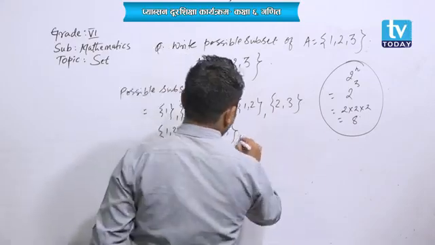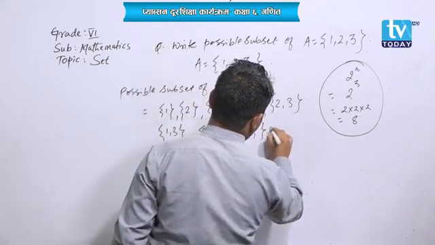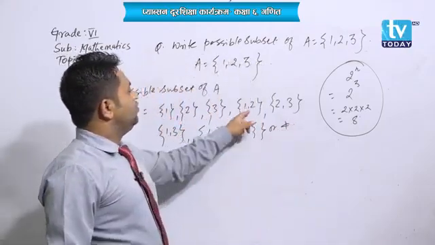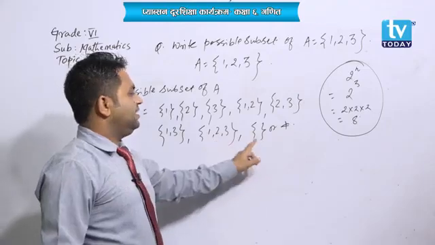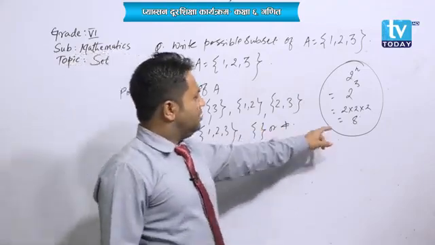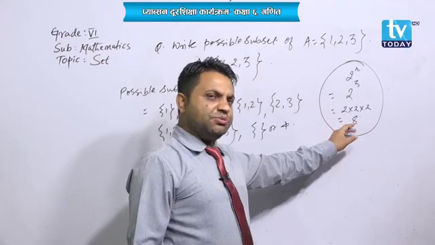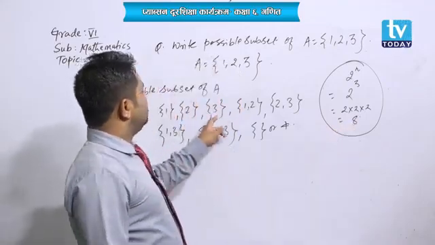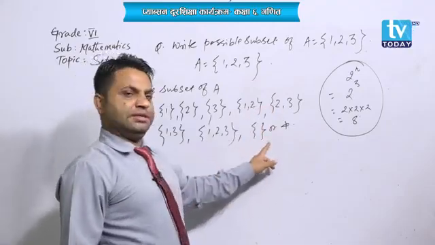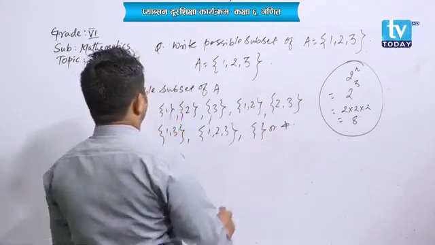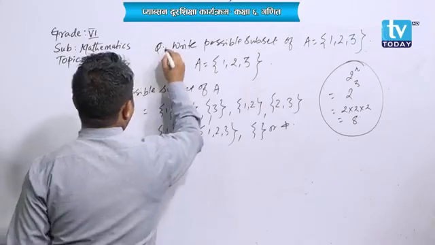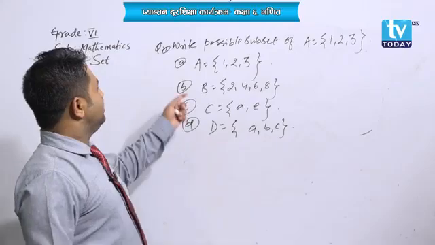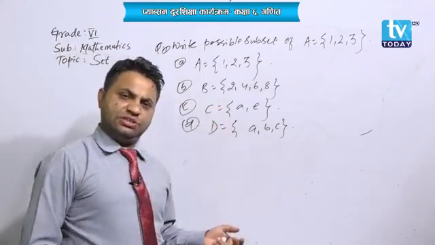Now again the null set. How many subsets will you get over here? 8. Alright. So 1, 2, 3, 4, 5, 6, 7, 8. Now write question number 1. Now question number 2. Please write all the possible subsets of the given set.